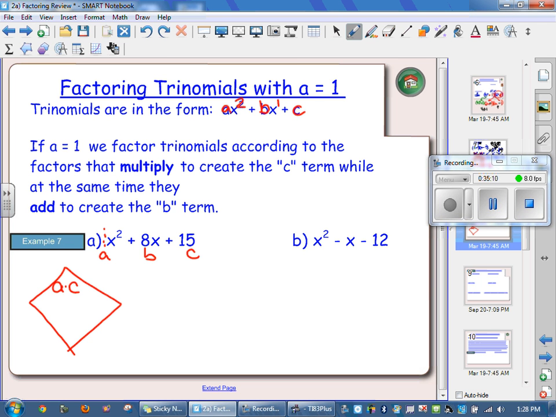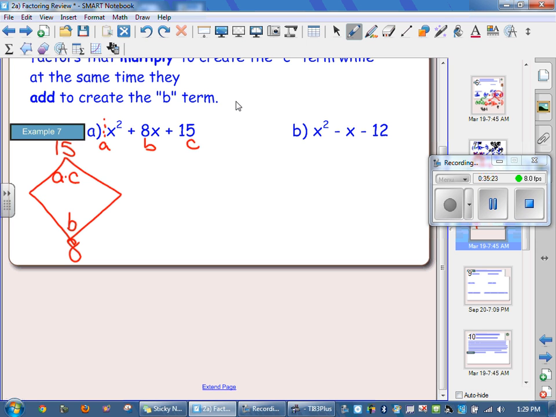Now what we do with our diamond is we try to figure out which two digits multiply to create the top number, but they add to give you the 8. Now how do you do that? You create a factor list of the a times c. So you're going to factor 15. What are the factors of 15? 1 times 15. 3 times 5. Those are the only factors of 15. Because we have those factors, now we take a look at them and we see if we add them. Well, if I add those factors, this one gives me 16, this one gives me 8. Which one gives me the bottom number? The 3 and the 5.